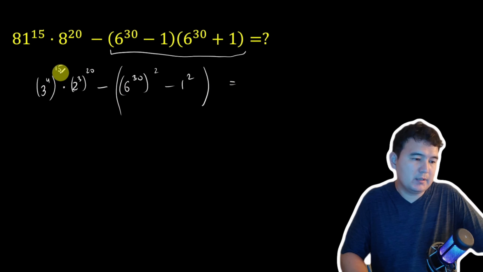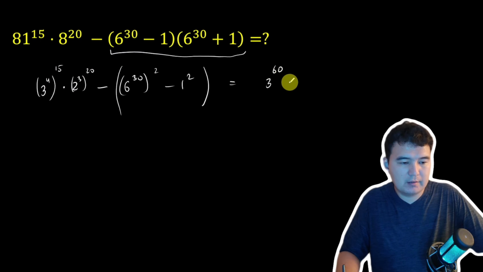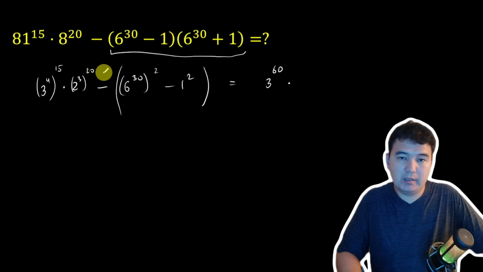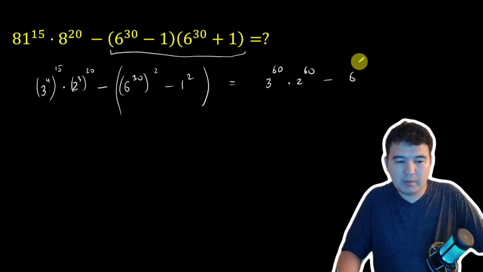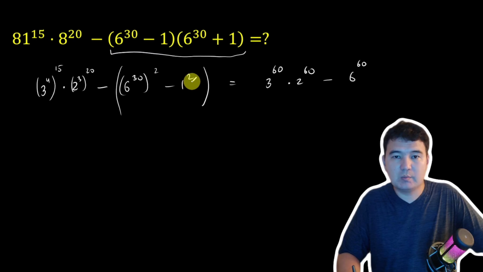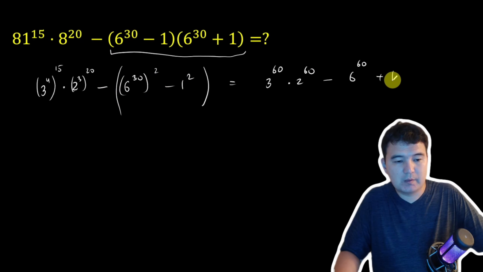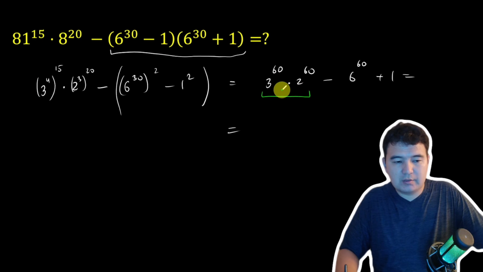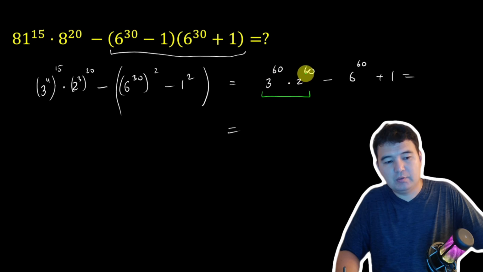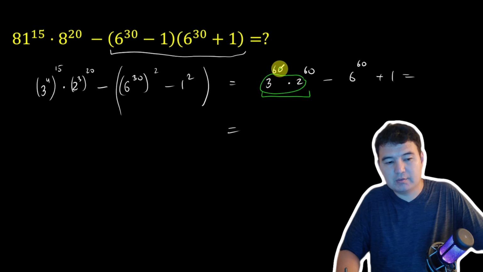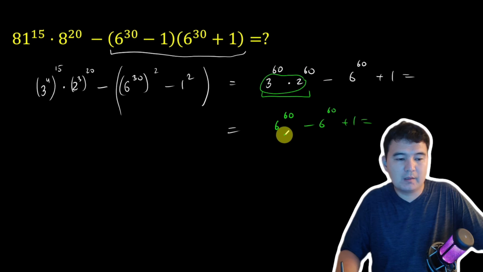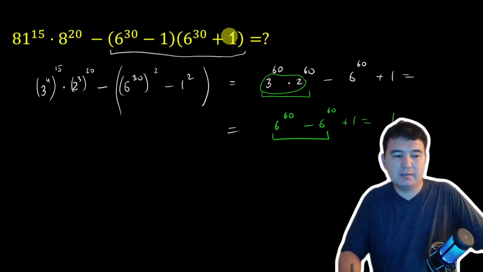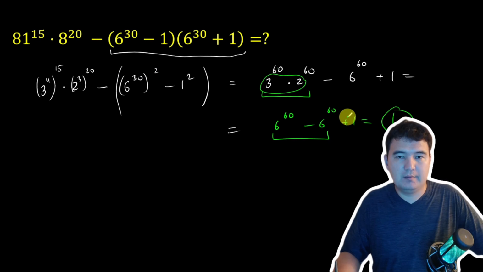Now let's open the parentheses here. It's going to be 3 to the power 60 multiplied by, again, 3 times 20, 2 to the power 60. Minus, when I open the parentheses here, it's going to be 6 to the power 60, and this is minus 1, right? But with this negative sign, it becomes plus 1. At this point, you can note that 3 to the power 60 multiplied by 2 to the power 60, you can multiply bases because exponents are the same. So that becomes 6 to the power 60 minus 6 to the power 60 plus 1. So this part is 0. The result of this whole expression is 1.